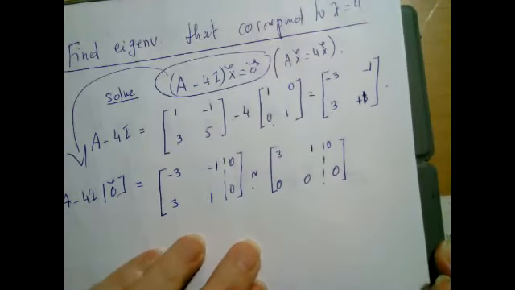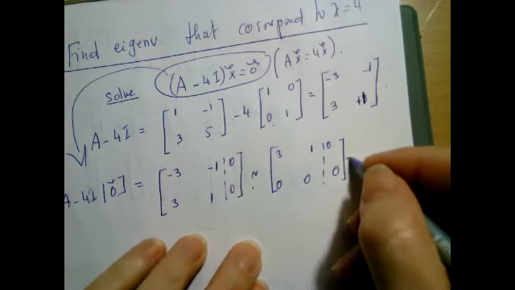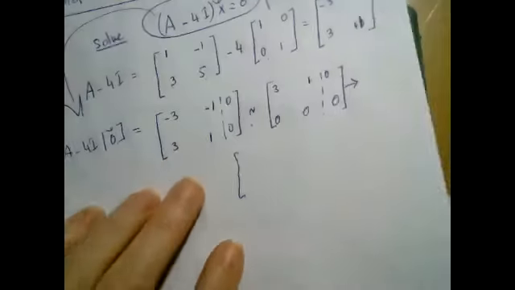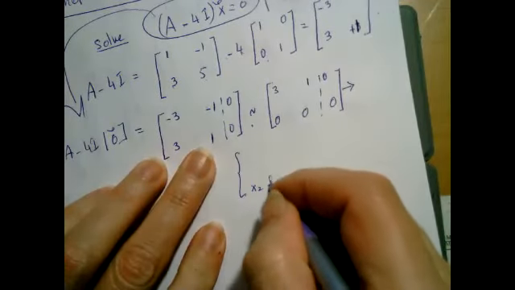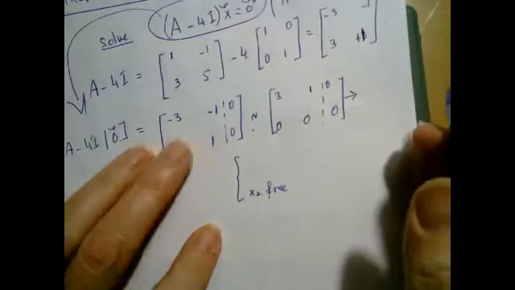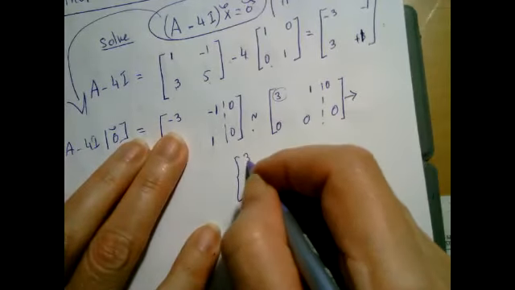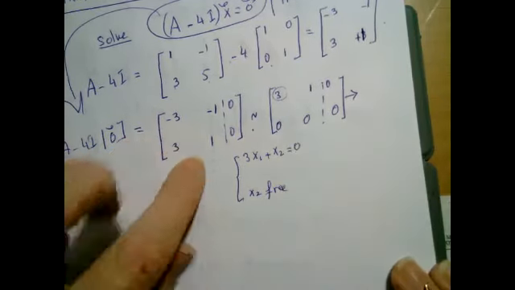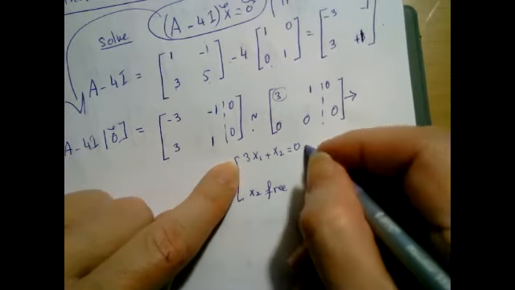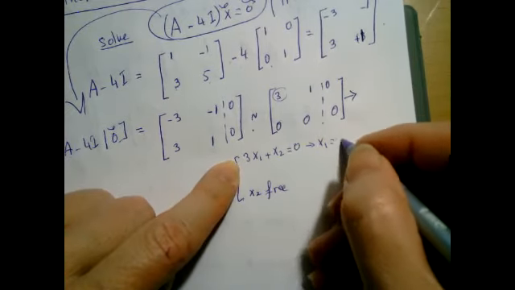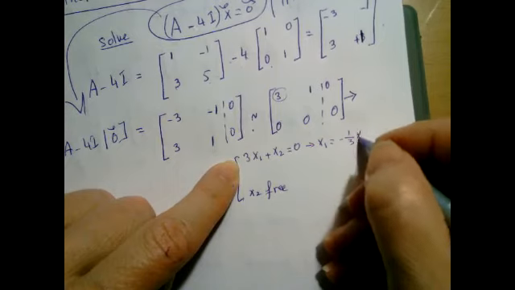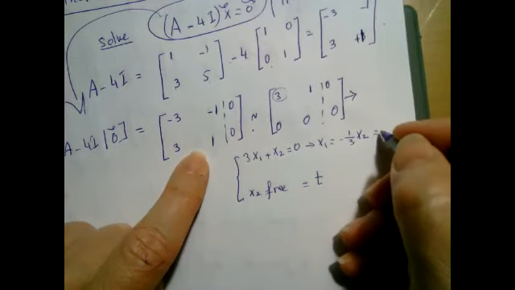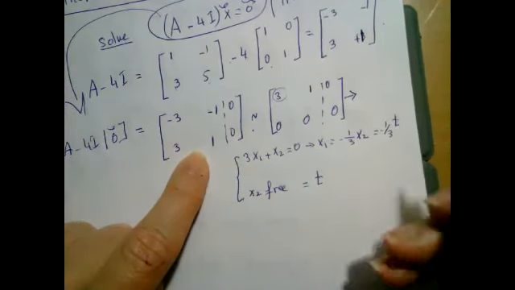I have to have a free variable, I repeat for the umpteenth time. So this is going to give me x2 is free. And x1, we have to be careful here. This would read 3x1 plus x2 equal to 0. So be very careful when you're reading. So it means that x1 is minus a third x2. If I set x2 equal to t, this is going to give me minus a third t.